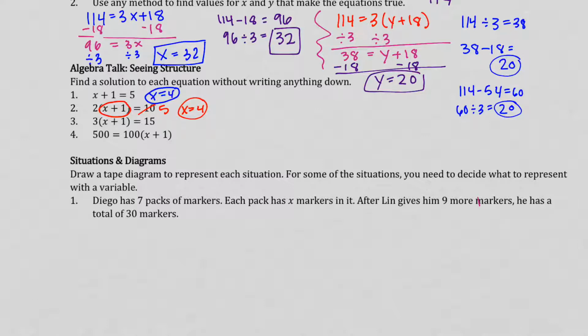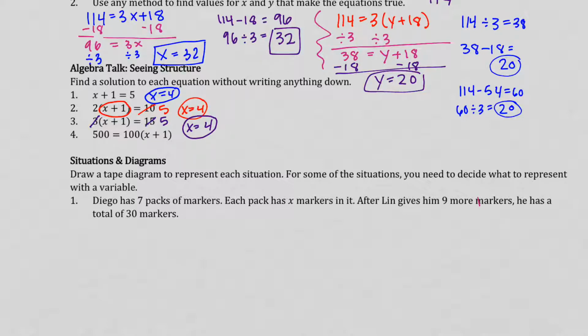Okay, so the next one, 3 groups of x plus 1 equals 15. So if we just want one group, we'd have to do 15 divided by 3, which is 5. I know you're not supposed to write anything down, but this is going to help you to see how I'm thinking. Okay, so then we have x plus 1 equals 5. We know that should be 4.